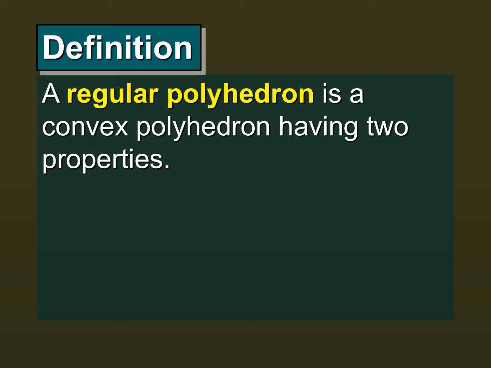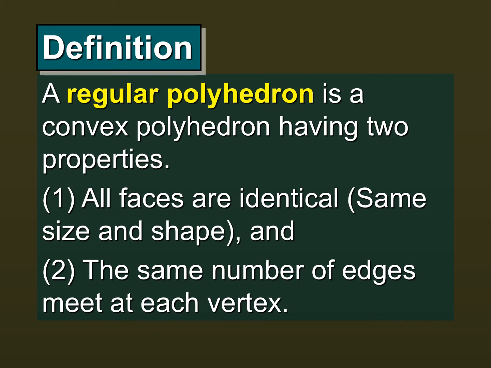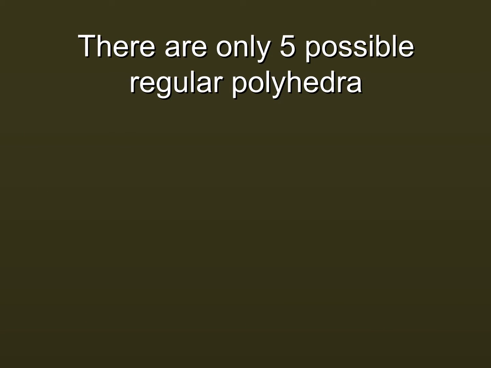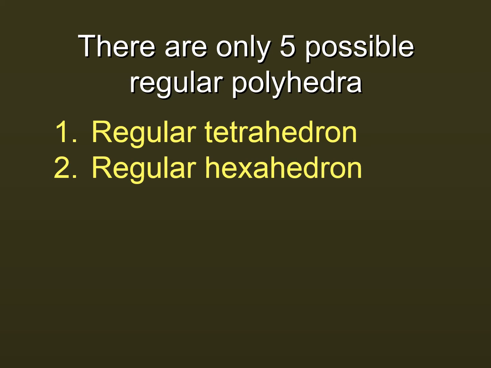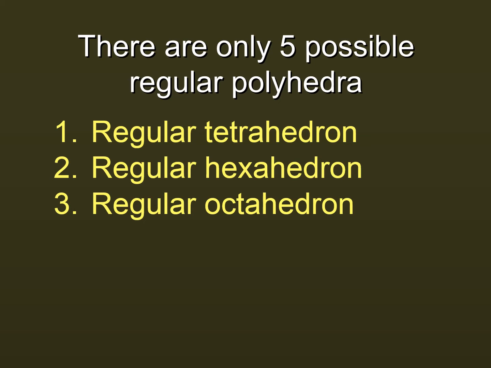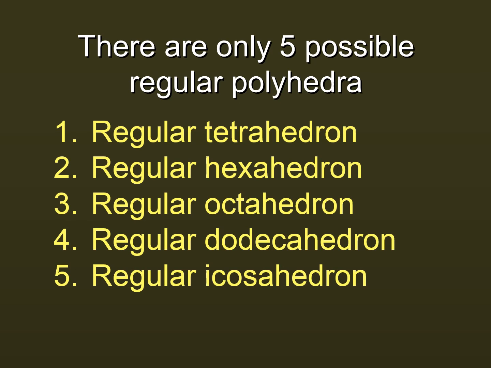So a regular polyhedron is a convex polyhedron having 2 properties. The first property is that all the faces are identical. They have to be the same size and shape. The second property is that the same number of edges meet at each vertex. There are only 5 possible regular polyhedra. There's a regular tetrahedron, which is 4 faces, a regular hexahedron, which is 6, a regular octahedron, which is 8, a regular dodecahedron, which is 12, and of course the regular icosahedron, which is the 20-sided.